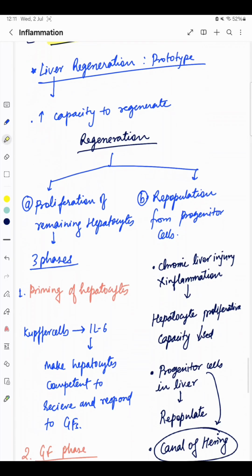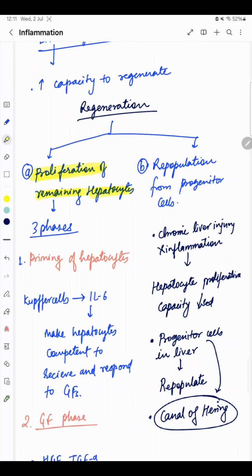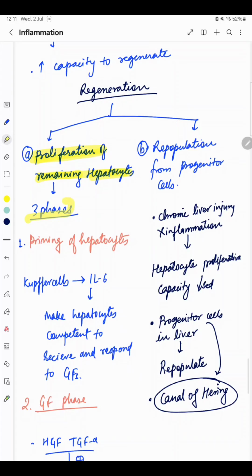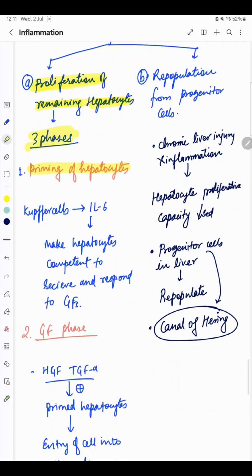Proliferation of remaining hepatocytes. After the injury, proliferation of the remaining hepatocytes follows three phases. First is priming of the hepatocyte. How does this priming occur? Kupffer cells, the local macrophages of the liver, release interleukin-6, which makes hepatocytes competent to receive and respond to growth factors. So in priming of hepatocytes, interleukin-6 plays an important role.